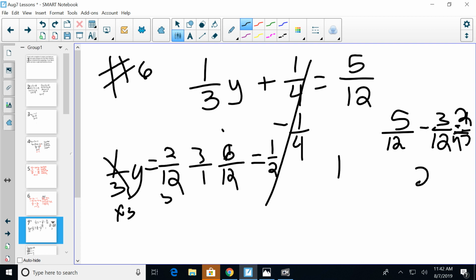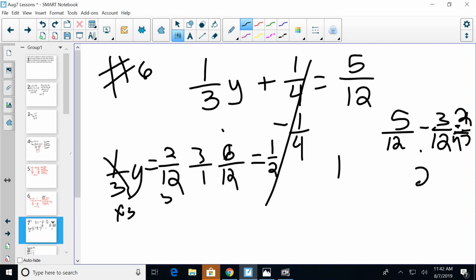The problem was 1/3 y plus 1/4 equals 5/12. Now, the first step was to subtract using the subtraction property of equality. And then, because it was a fraction and you didn't have a calculator, you had to get a common denominator, which was 12, and then subtract. So 5 twelfths minus 3 twelfths gave us 2 twelfths. So then we will have 1/3 y equals 2 twelfths.